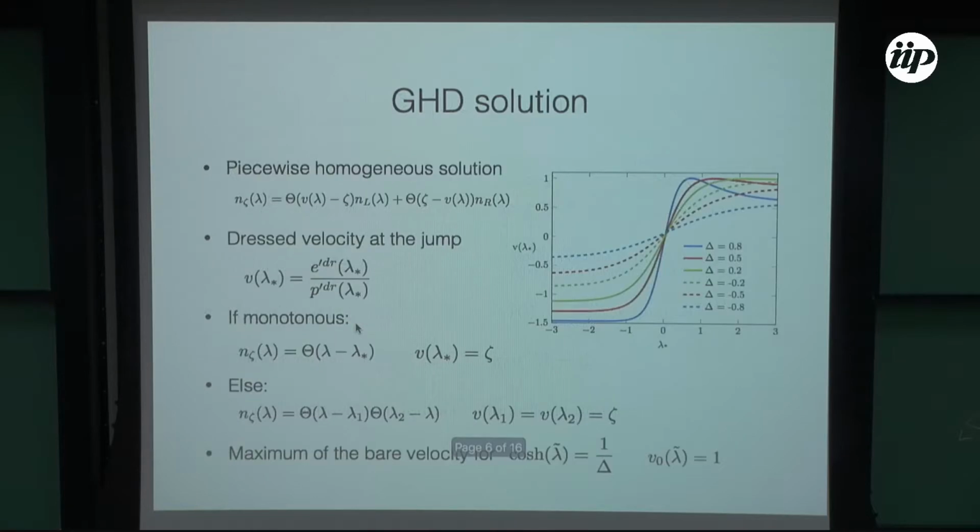So after this motivation, let me come to the solution. As it was shown in the very first papers of GHD, if you have a partitioned initial state, then the solution of the continuity equations is very simple. Essentially, you have a piecewise homogeneous solution for the filling factors.